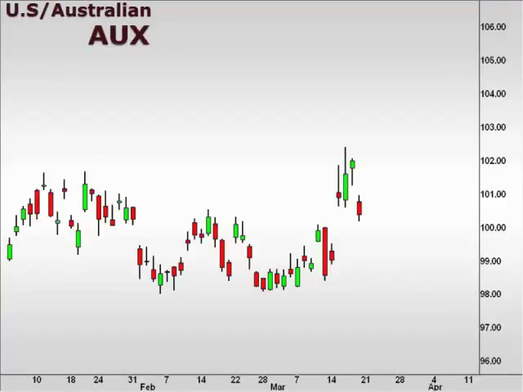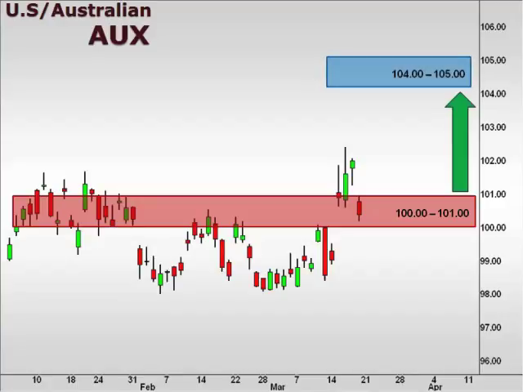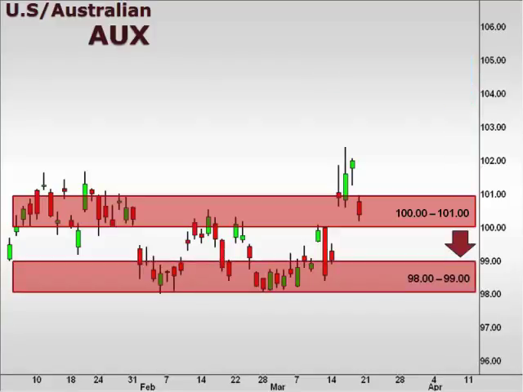Next up, the U.S. versus the Australian dollar, as seen here in the ISE FX Options pair value AUX. The AUX made a significant move higher last week, testing as high as 102 before reversing to close at the 100 support level. Now, as long as 100-101 holds as support, the window is open for a move that could test the highs of last week and possibly continue all the way up to the 104-105 focal zone. A close below 100 is likely to yield a retest of the 98-99 focal zone.